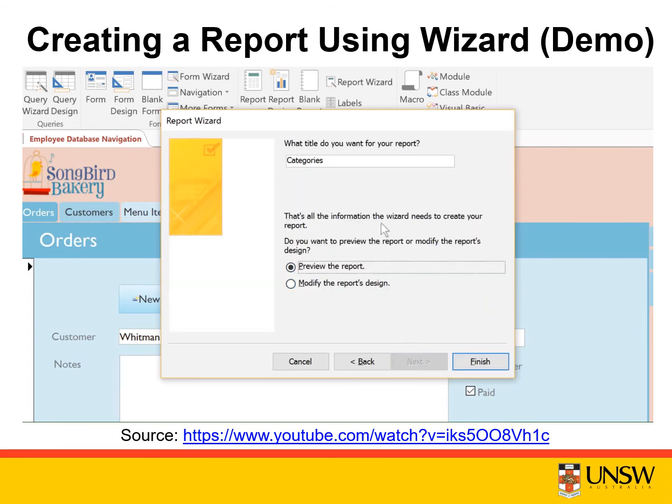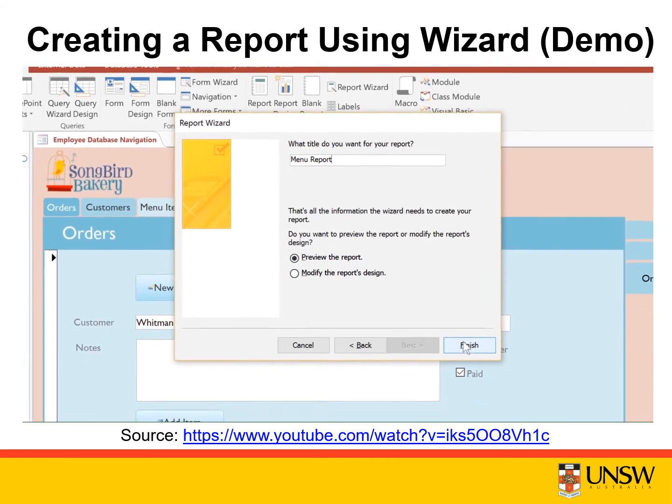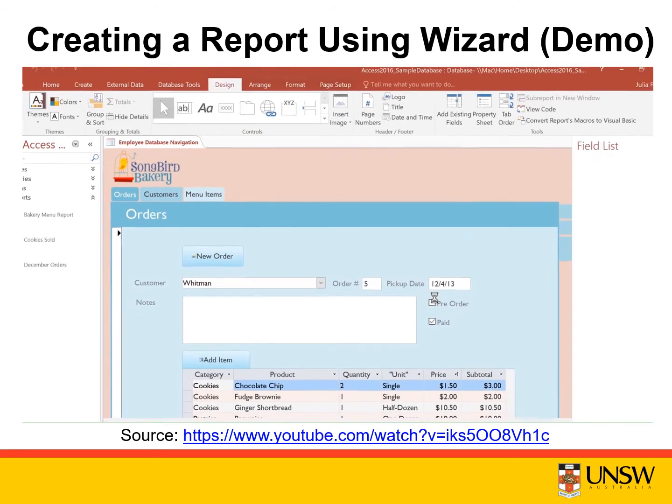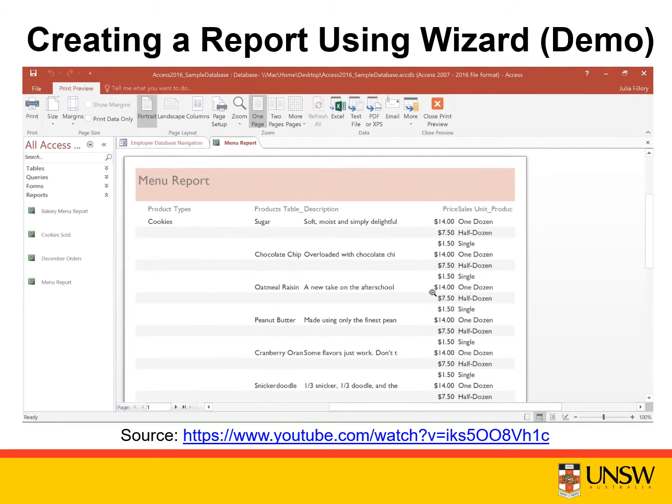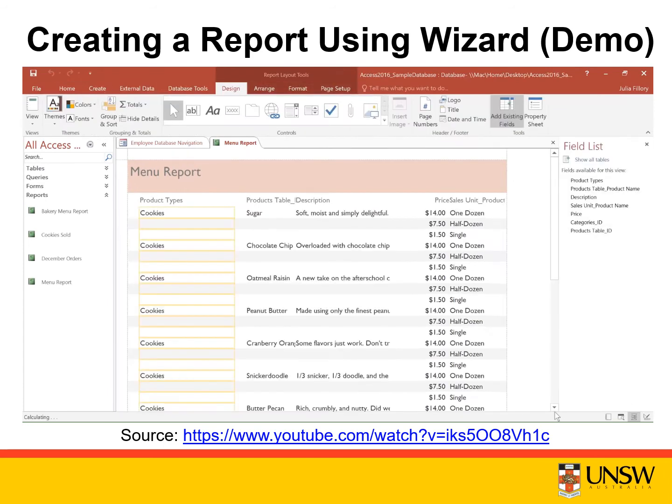And in the final step, you can type in a name. I'm going to call it Menu Report. And here you can choose whether you want it to open in Print Preview or Design View, but this won't actually affect the report. When you click Finish, it will create the report. And you won't be able to go back into the wizard to edit your report, but you can always go to Layout View to make any adjustments that you want.